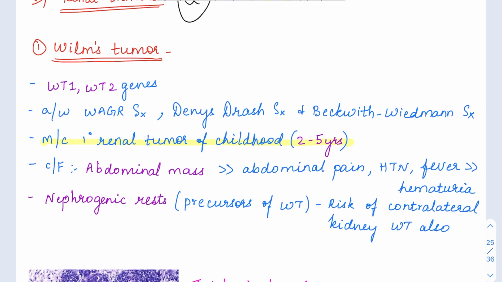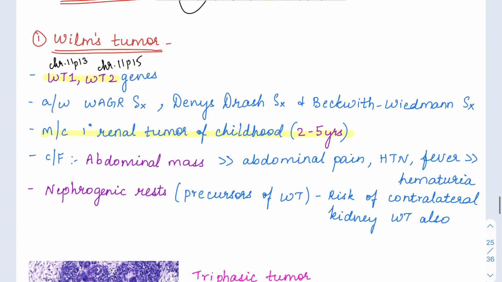So the mutation commonly seen here will be involving the WT1 and WT2 genes. So both of these genes are going to be present on chromosome 11, but the location will be chromosome 11p13 for WT1 and chromosome 11p15 for WT2. Okay, so they ask for these locations also, so please do remember it.